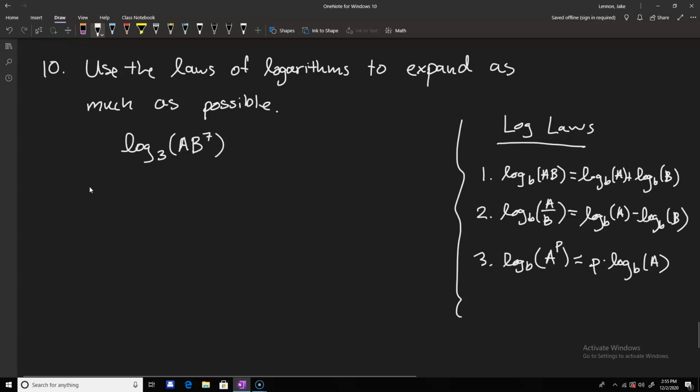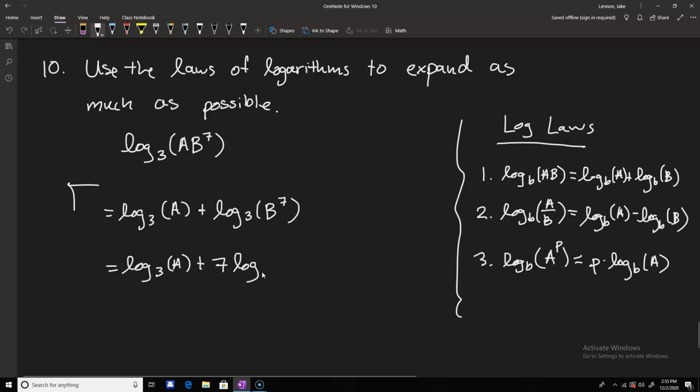So the first thing we can do here is write this as the log base 3 of a plus the log base 3 of b to the 7th, splitting that up. That's first using law number 1. Then using law number 3, we can bring the 7 down in front. So this can be written as the log base 3 of a plus 7 times the log base 3 of capital B. And that's it. That's all you had to do to expand. So just 2 steps there.